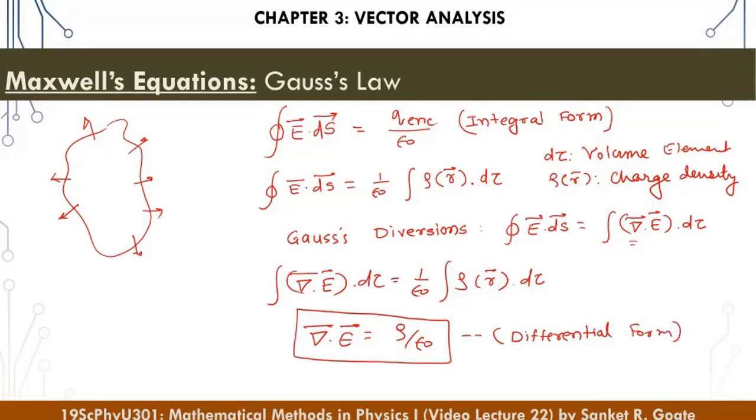Which happens to be Maxwell's first equation. Okay, Gauss's divergence theorem applied to the integral form gives you the differential form, right? Is this clear? Any questions on this? Shall we move on then?